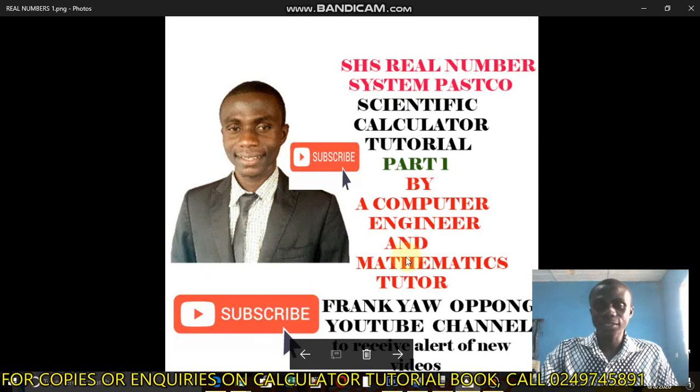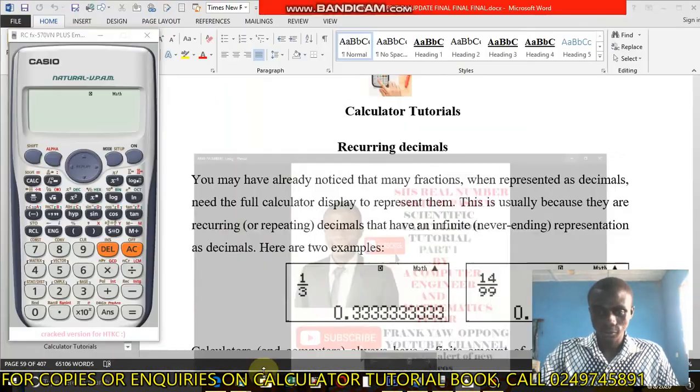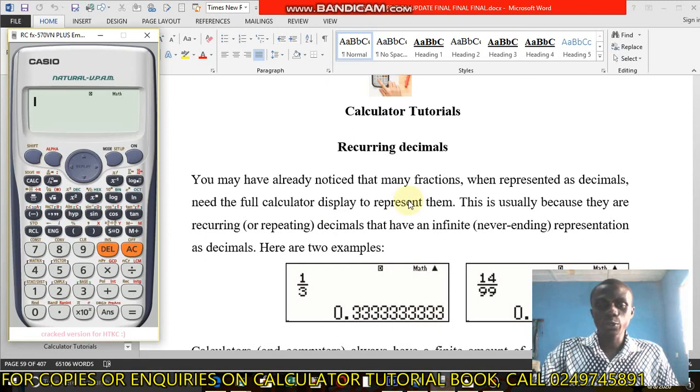Now, let's visit our tutorial to solve past questions under real number system. As we used to know, our materials for all our tutorials are the calculator. So you make your calculator ready, and your notepad for taking your own personal notes, and we'll be using the calculator tutorial guide by Frankie Opon.